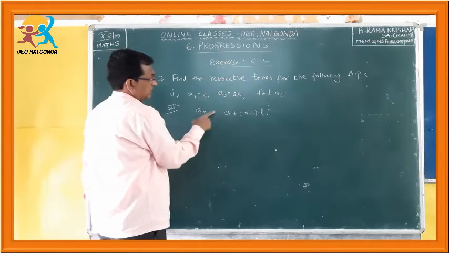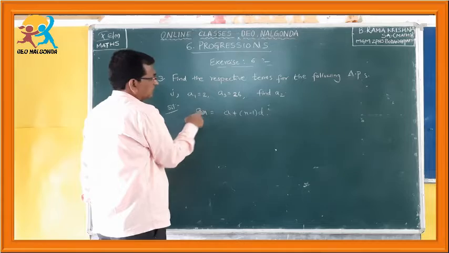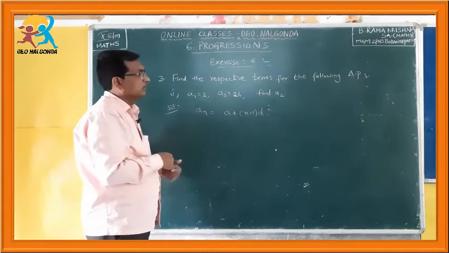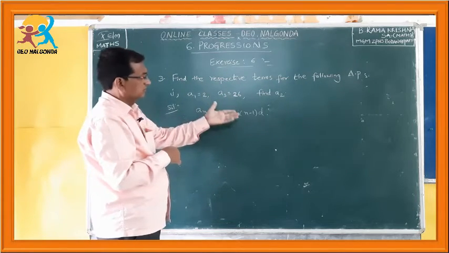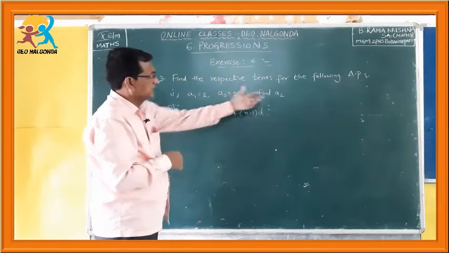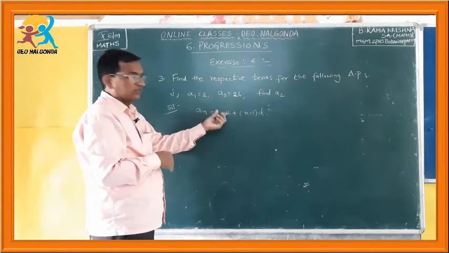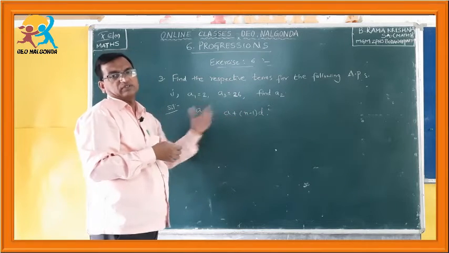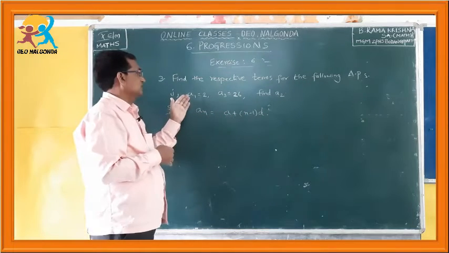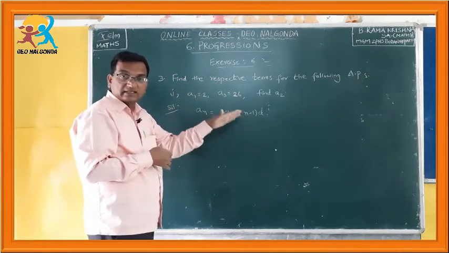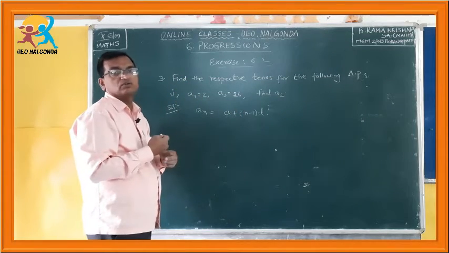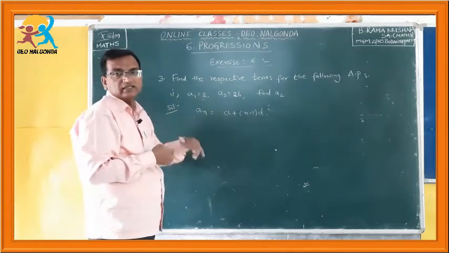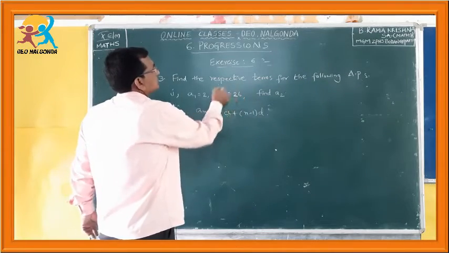A3, you have to write according to this formula: write what A3 is, substitute the value, and find out. For finding the second term, what do you need? You need A and the common difference. The first term is known. To find the second term, you have to find out the common difference. For finding the common difference, you have to use this one.